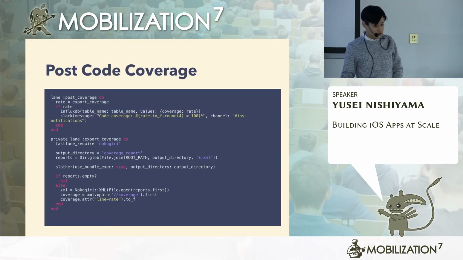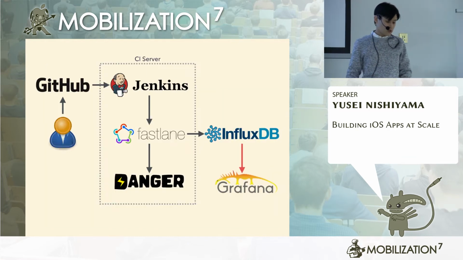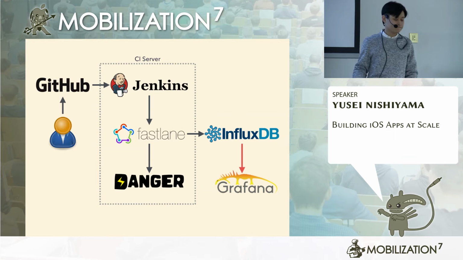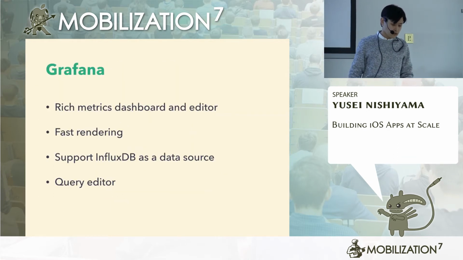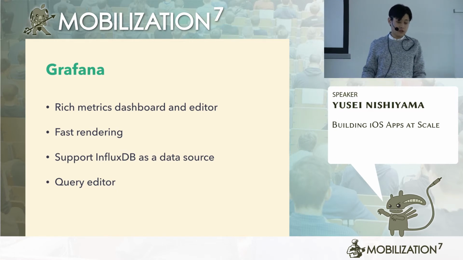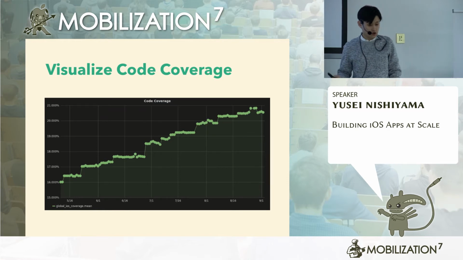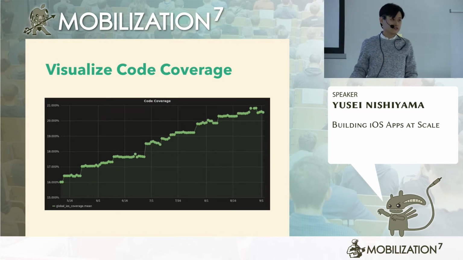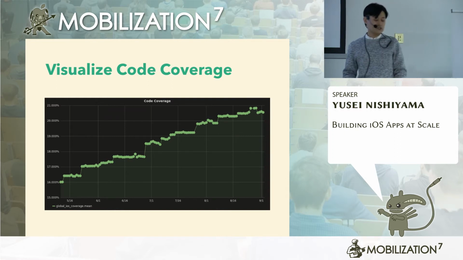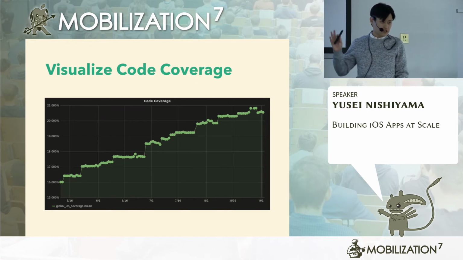For example, we have a Fastlane script which collects code coverage and posts the data to InfluxDB. The data collected in InfluxDB is read and visualized through Grafana. Grafana is a metrics dashboard and editor and supports InfluxDB as a data storage. So this is an actual change of our test coverage visualized in Grafana. Our code coverage, to be honest, is not great, just above 20%, but we can at least say it's getting better.